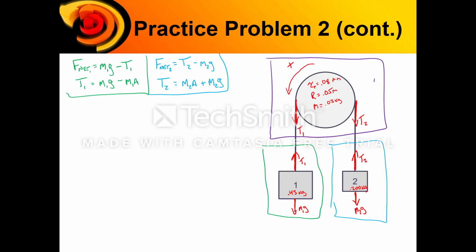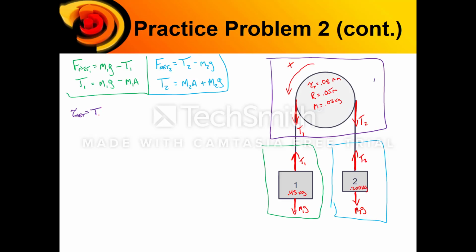And then we go to the pulley. Now the pulley is undergoing, like we said before, a torque. So we want that net torque equation for the pulley. Now, what's causing torques on that pulley? Well, we've got T1 acting on the left-hand side. That's pulling it in the positive direction.